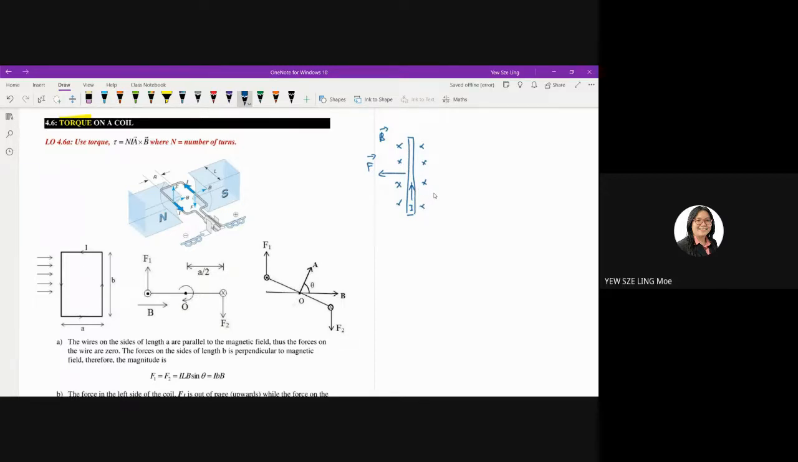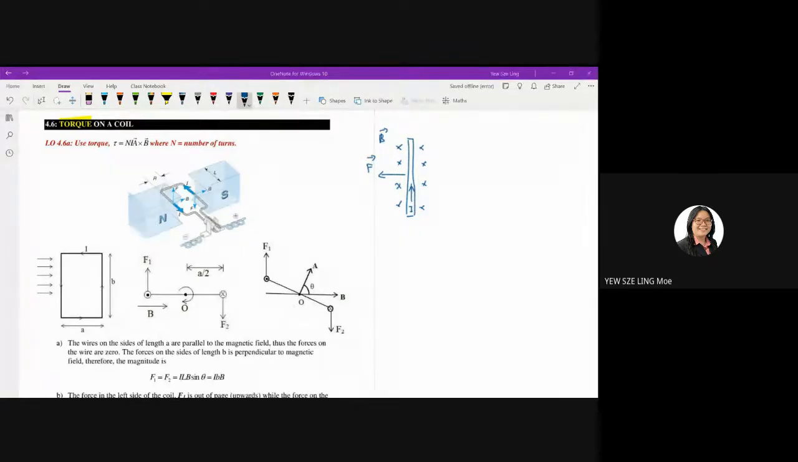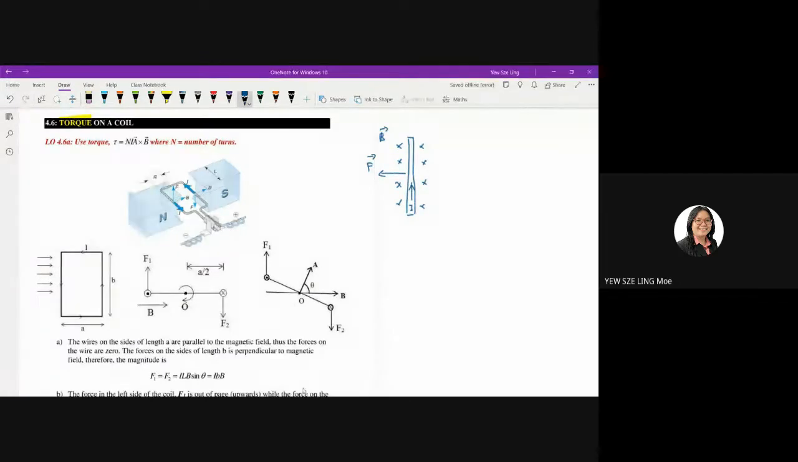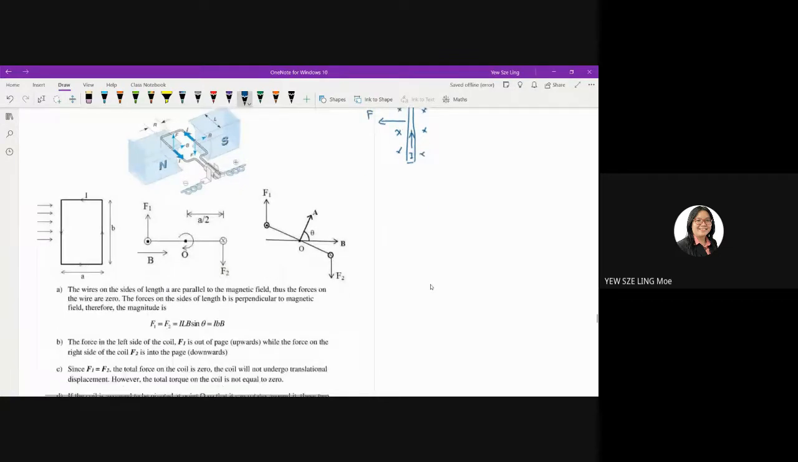Then how about a coil? If you put a coil in between a magnetic field, the coil will start to rotate. And that is what we are going to see in 4.6, the tendency of a coil to rotate, when you switch on the power supply. If you look at the diagram given, it gives you the north pole and the south pole, meaning that the magnetic field is from left to right, and current is flowing in the anti-clockwise direction.